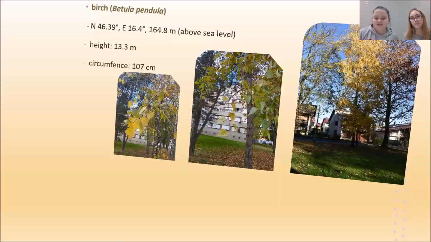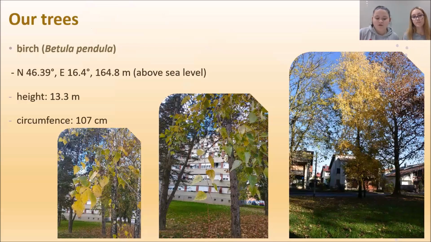We have been participating in the European Phenology Campaign for years, and this year we studied the green down of two species near our school, birch and small-leaved lime. Here in the picture is the birch tree. Its height is 13.3 meters and its circumference is 107 centimeters. The coordinates are also shown on the slide.